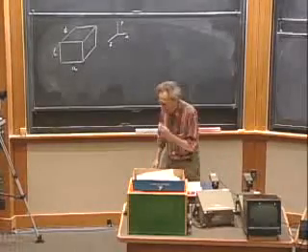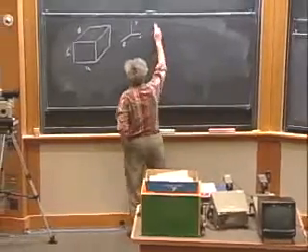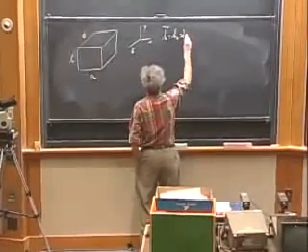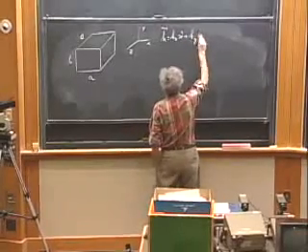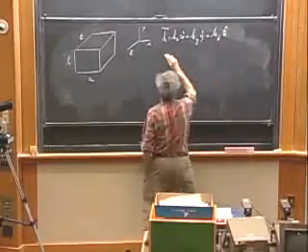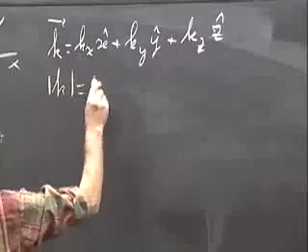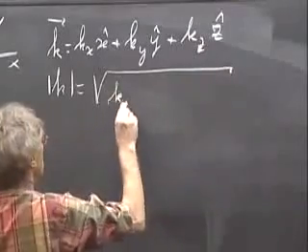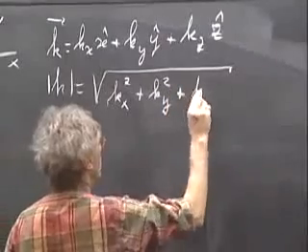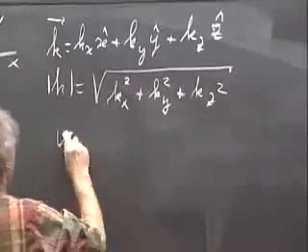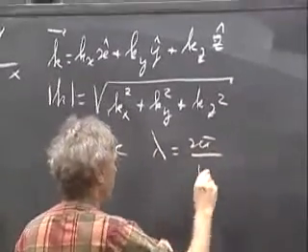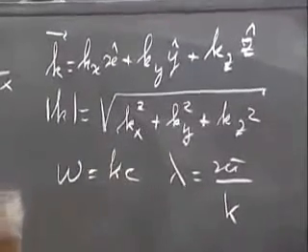I will write down for you, because I want to ram it down your throat, but I could have left it here. K equals kx times x plus ky times y plus kz times z. K equals the square root of kx squared plus ky squared plus kz squared. Omega equals k times c. Lambda is 2 pi divided by k. None of this is negotiable.